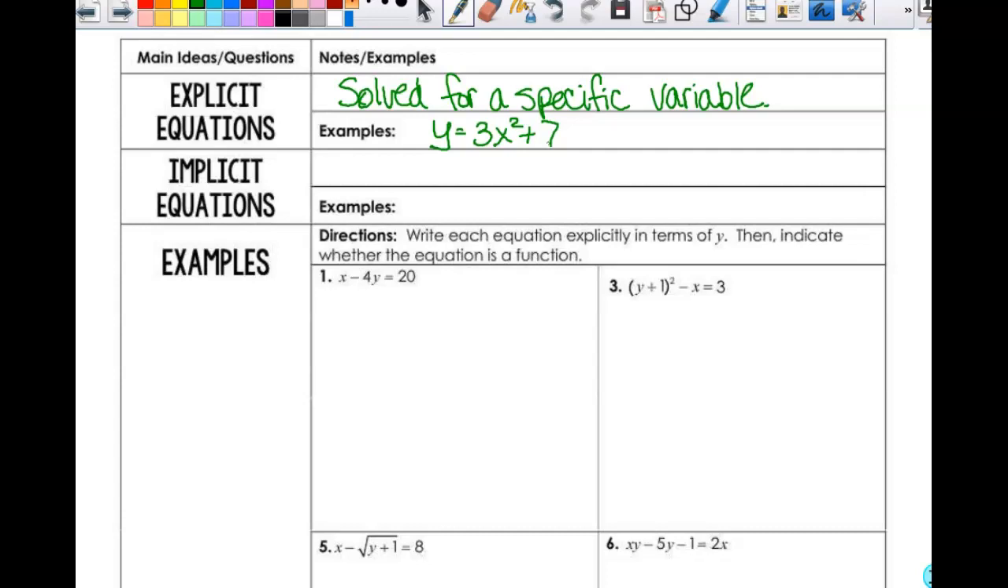Implicit equations are equations not solved for a specific variable. So we could have like x squared plus y squared equals 12 or something like that.